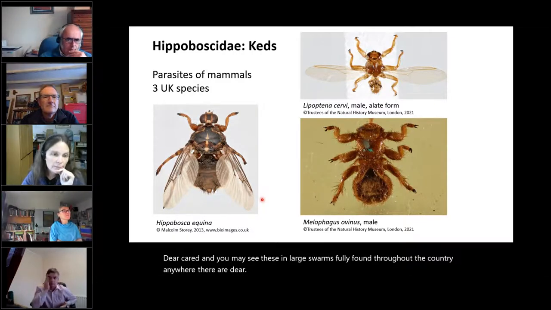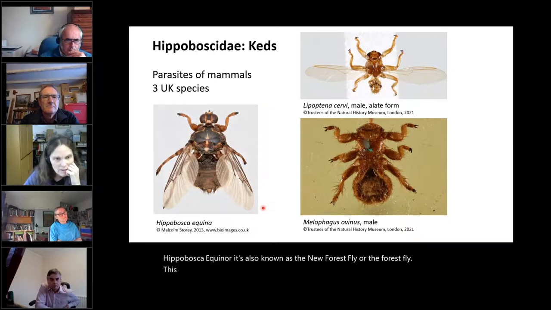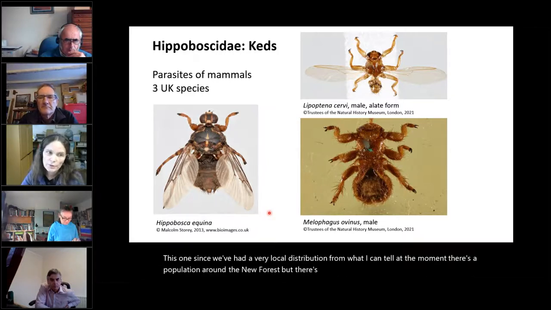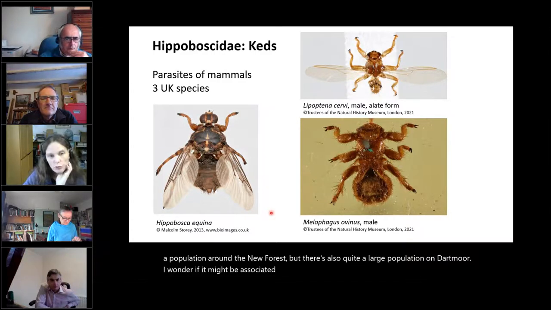Hippobosca equina is also known as the New Forest fly or the forest fly. This one seems to have a very local distribution from what I can tell at the moment. There's a population around the New Forest, but there's also quite a large population on Dartmoor. I'm wondering if it might be associated with wild horses elsewhere, and I have looked on Exmoor but not found it.